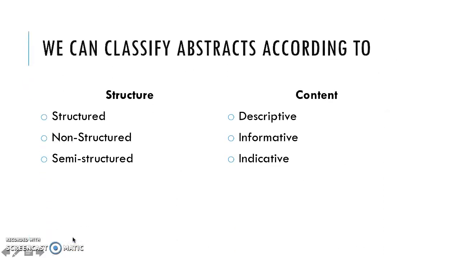All right, so we can classify abstracts according to structure and according to content. According to structure, we can classify them in structured abstracts, non-structured abstracts, or semi-structured abstracts. And according to content, we can classify them in descriptive, informative, or indicative abstracts.